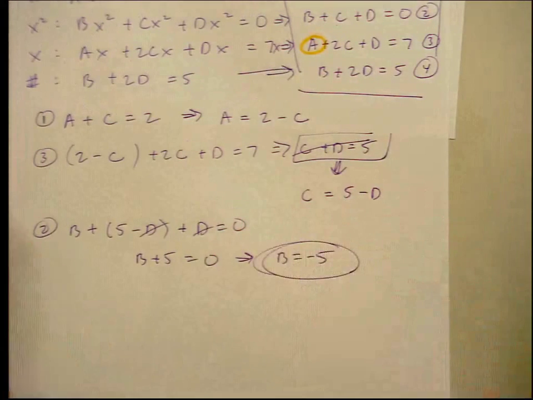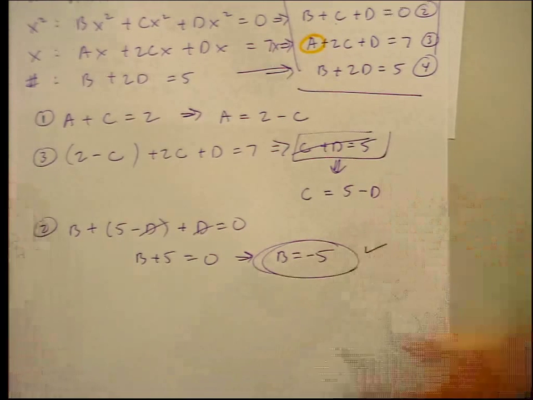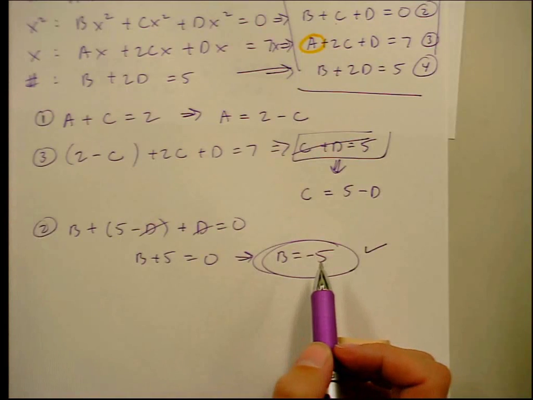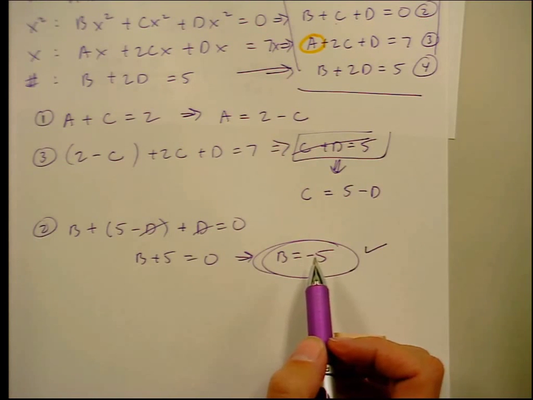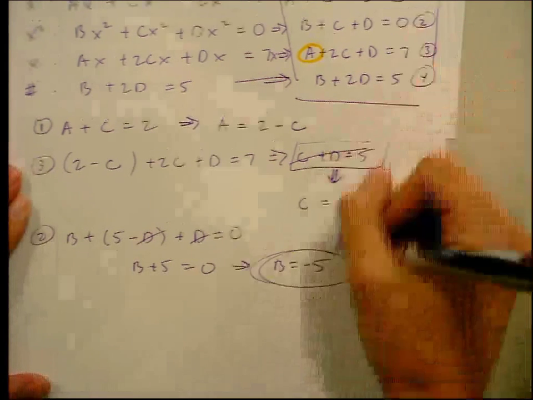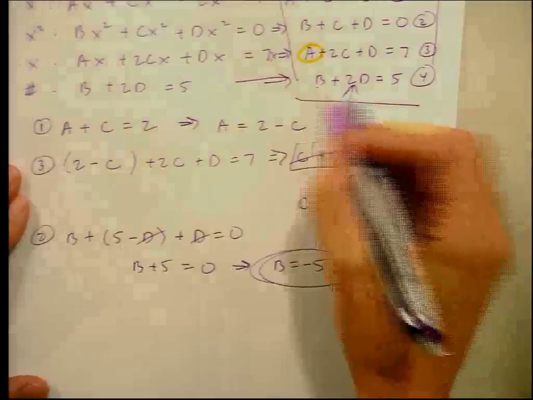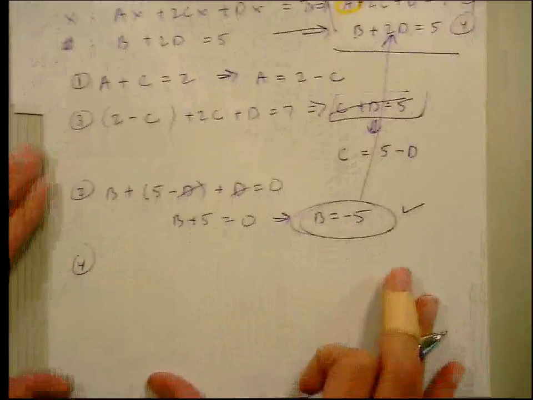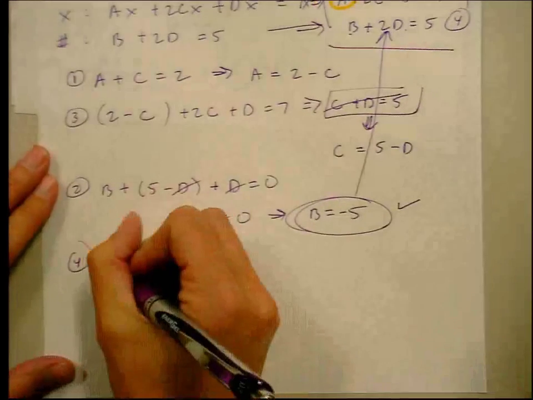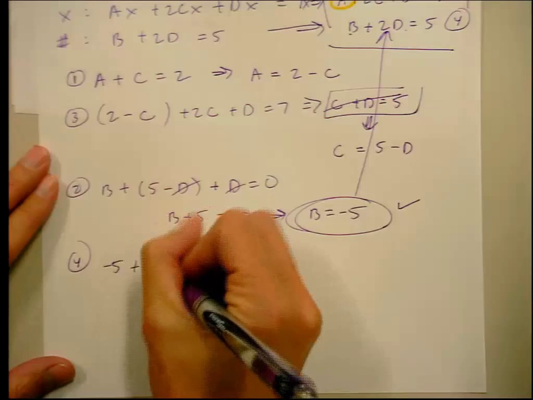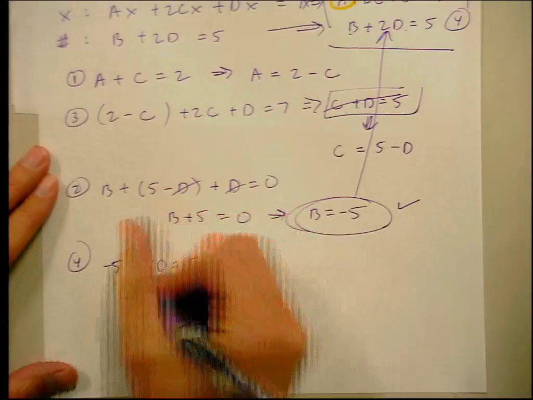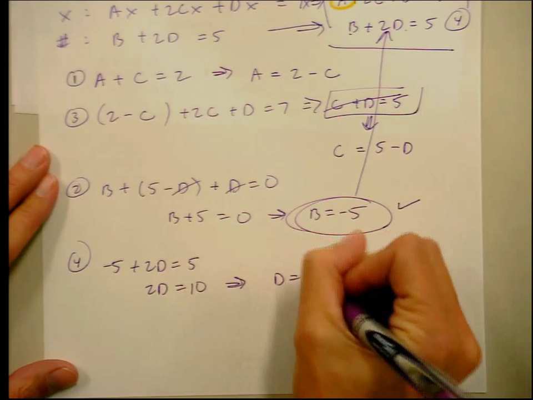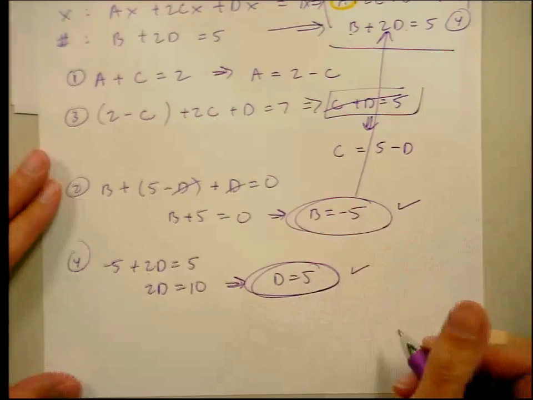I get so excited when I find my first value because now things really start to come together. So if I know that b is equal to negative 5, I can start to put things back in. Let's go to number 4 here. If I know what b is, I can figure out what d is. So b is negative 5, plus 2d equals 5. So this tells me 2d is equal to 10. There's my second one. d is equal to 5. I've got 2 left to go.